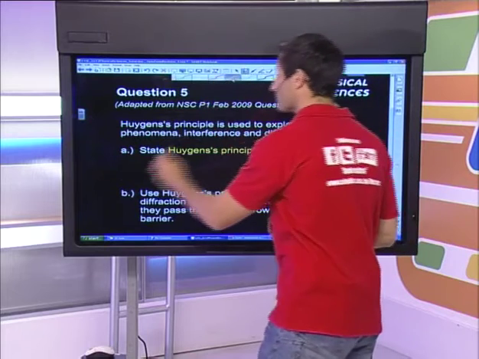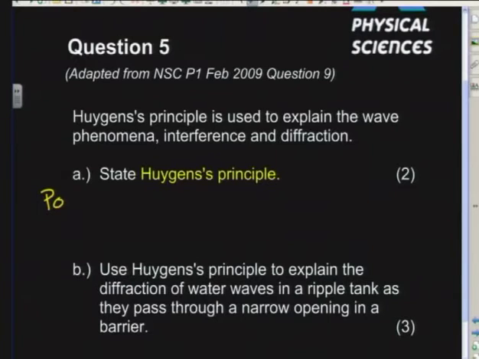So we've got to talk about points along a wavefront. So these points are along your wavefront. Now, it doesn't matter what you've defined as your wavefront. Your wavefront, remember, is just a line of particles which are in phase. So points along a wavefront act as sources for secondary wavelets.